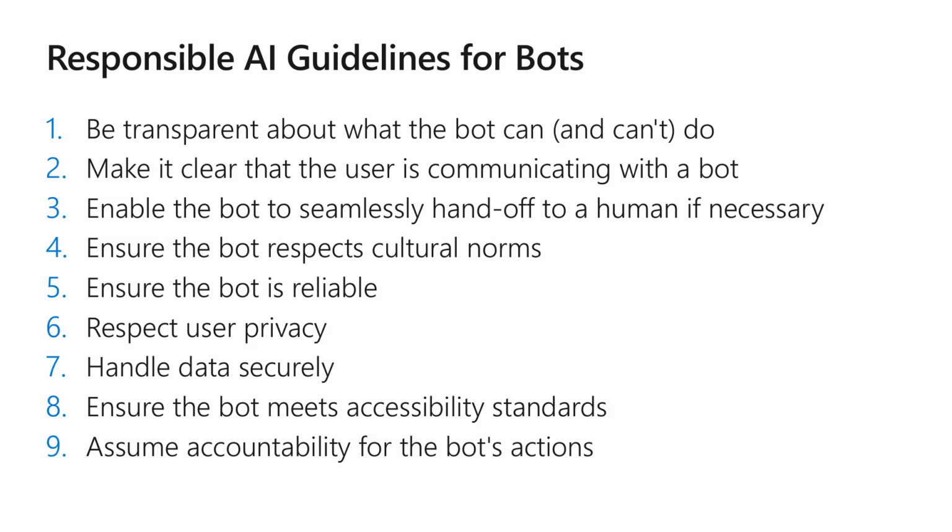Number 5 is about reliability. We've got to make sure that this bot is actually reliable. If the bot says it's going to do something, then it should do it. It should be tested thoroughly to make sure that it works properly.